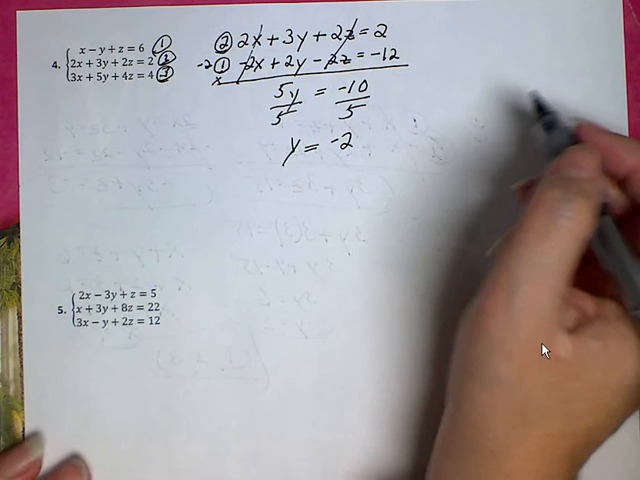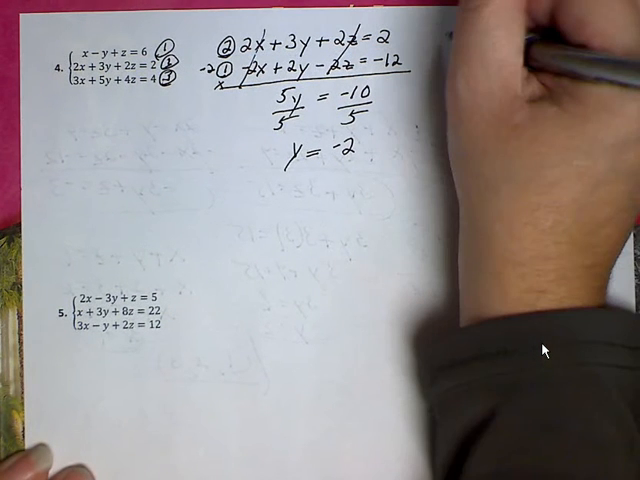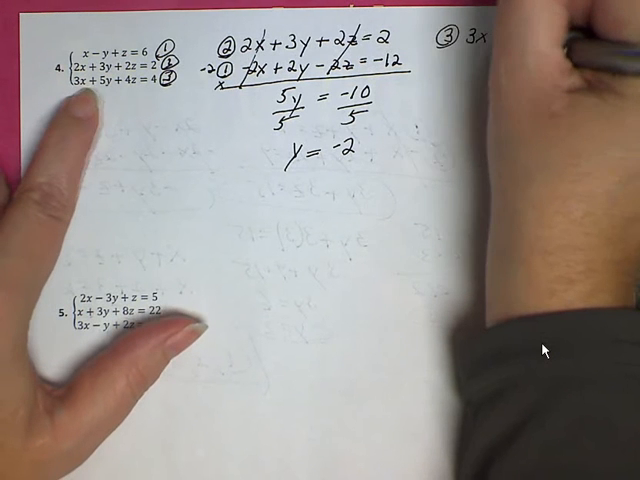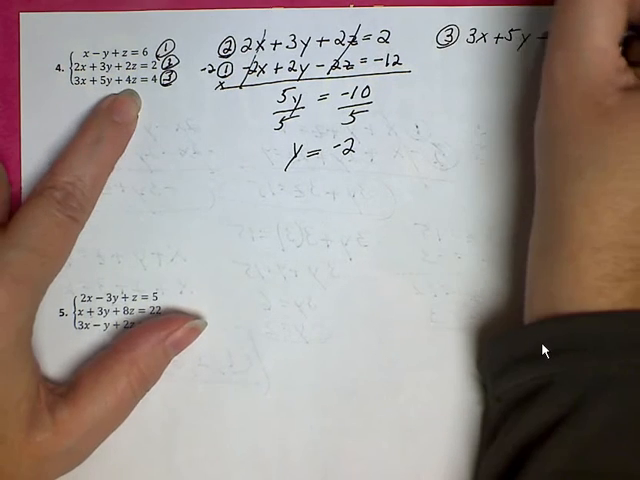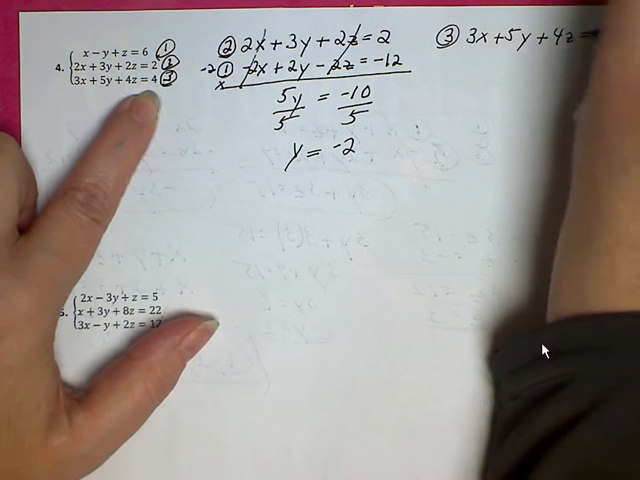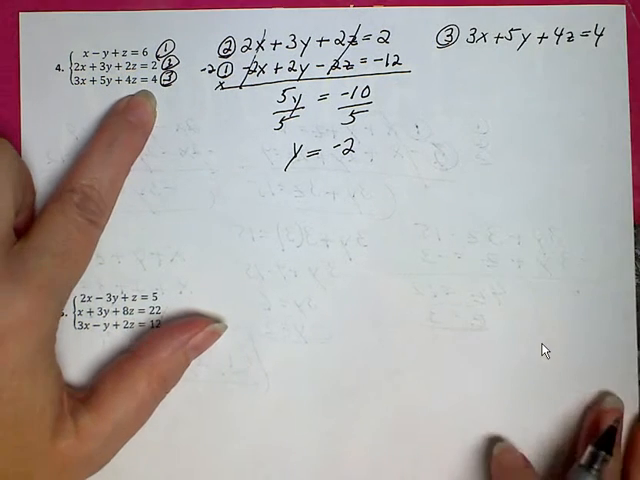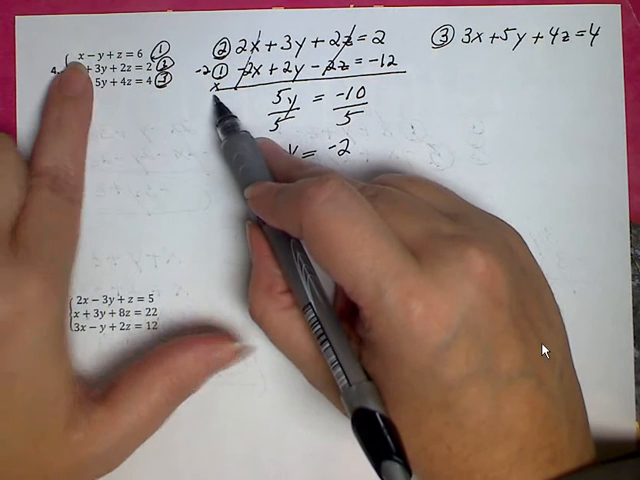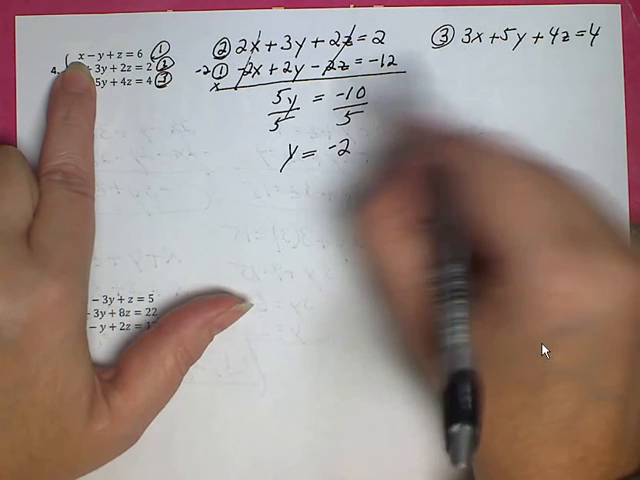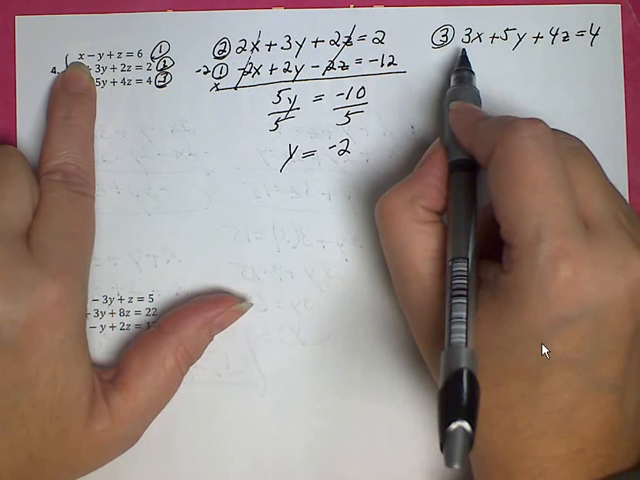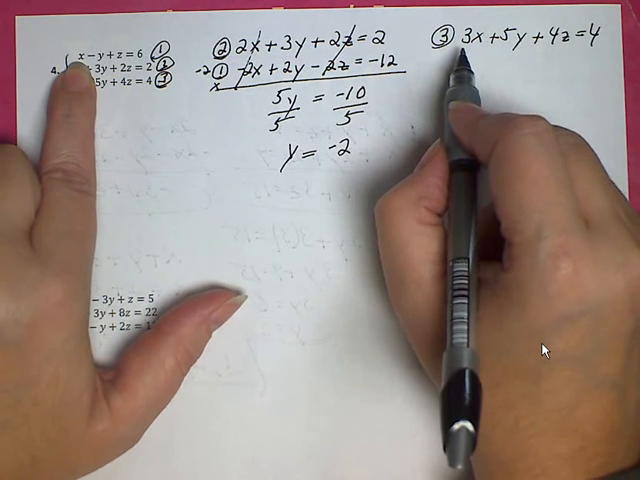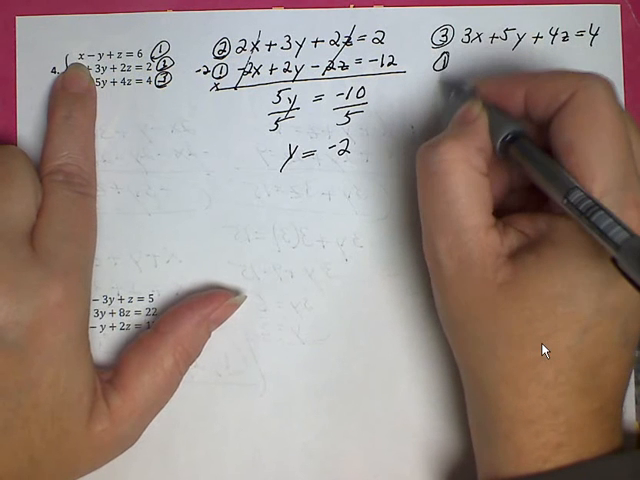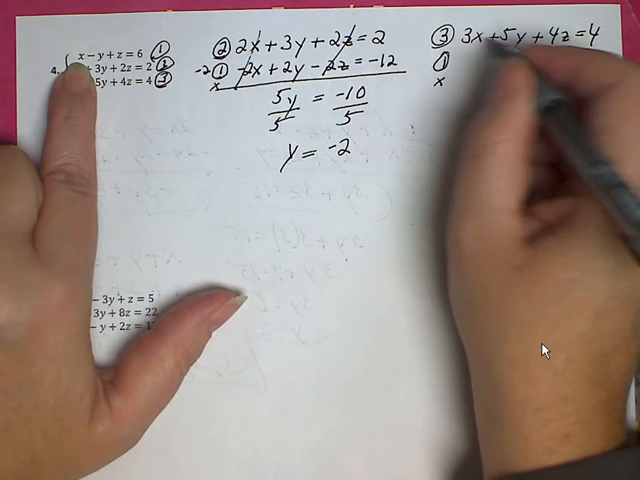Then I'm going to take my third one, 3x plus 5y plus 4z is equal to 4. And I'm still going to try to get rid of x's. So I'm going to take my first one and multiply it by what to get rid of my x's? Negative 3. So I'm going to take my first equation, and I'm going to multiply it by a negative 3.